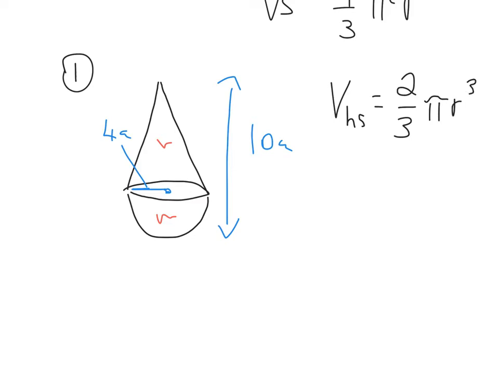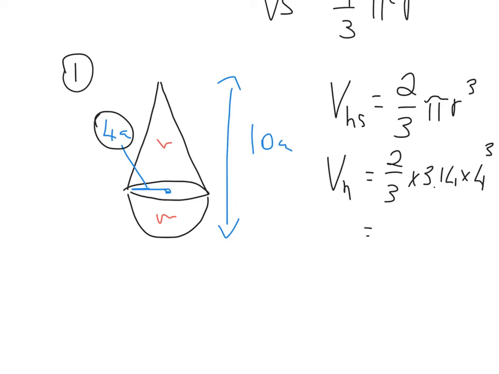We can see clearly that the radius of the hemisphere is 4 centimeters, and we can use 3.14 for pi, so that's 2/3 times 3.14 times 4 cubed. To two decimal places, that will give me 133.97 cubic centimeters. That's the volume of the hemisphere.